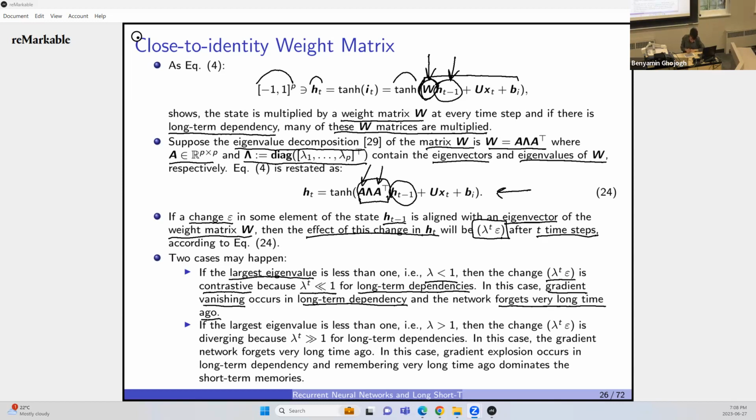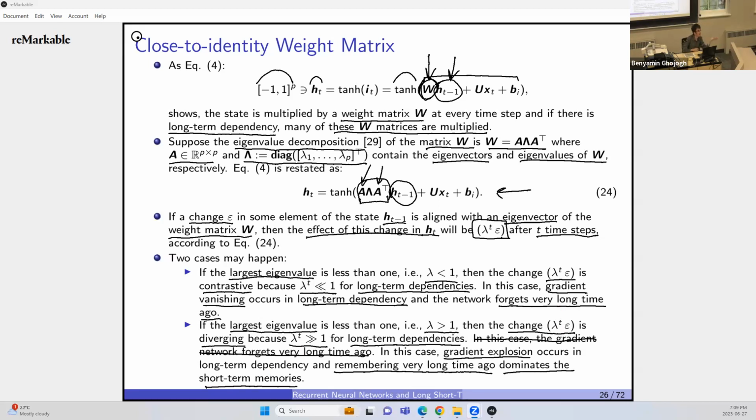Okay. However, in the second case, if the largest eigenvalue is greater than 1, then the change lambda to the power of T epsilon is diverging because lambda to the power of T becomes too large for long-term dependencies. In this case, we have gradient explosion. In this case, gradient explosion occurs in the long-term dependency, and remembering very long time ago dominates the short-term memories.